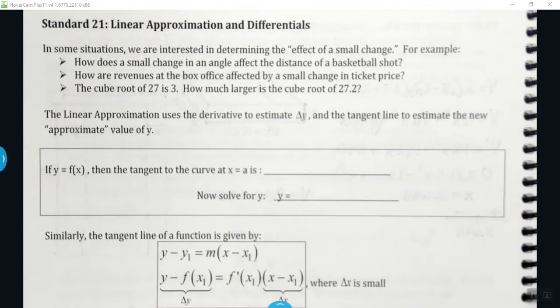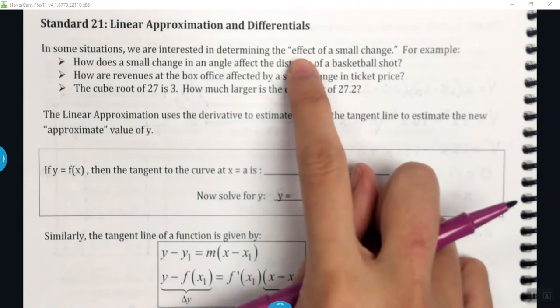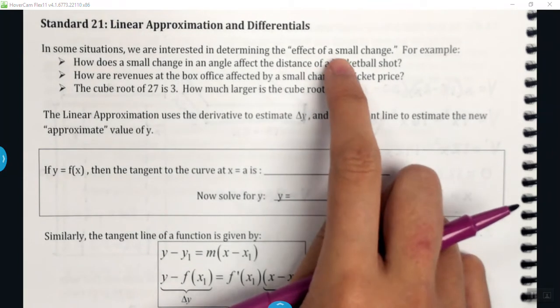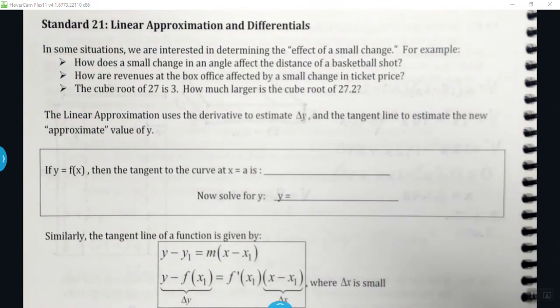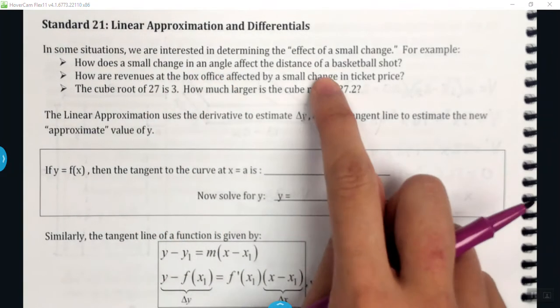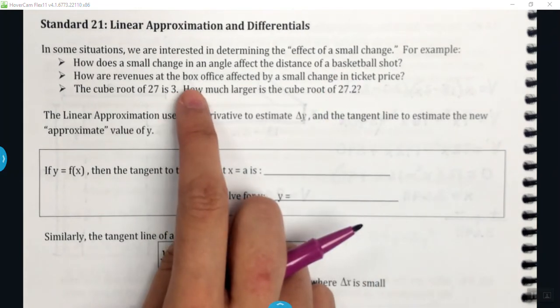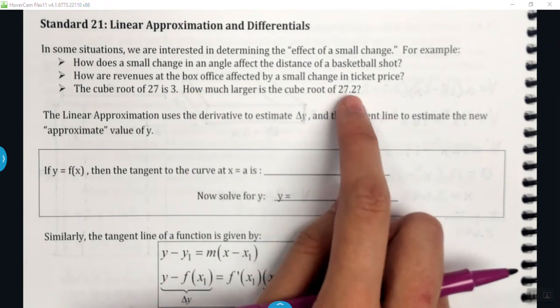So this is a super short lesson. Basically, what we do is we use a tangent line to approximate the actual value of something. Sometimes they want you to know the effect of a small change on a bigger function, like how does a small change in an angle affect the distance of a basketball shot? How are revenues at the box office affected by a small change in ticket price?